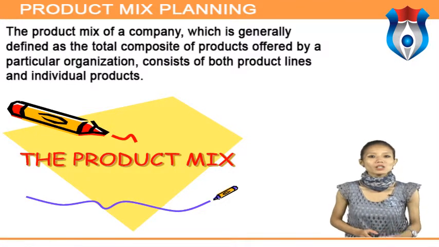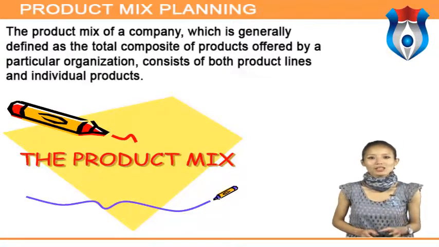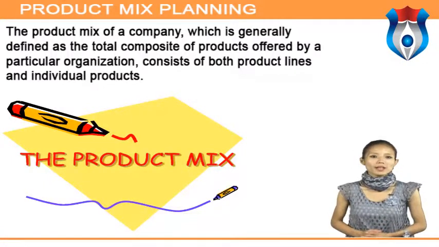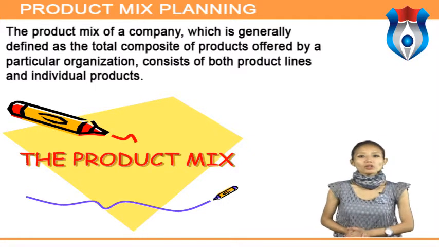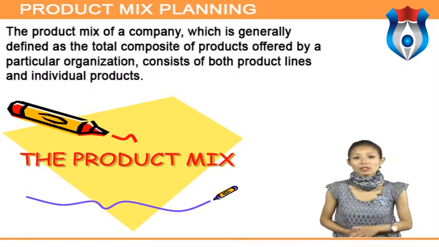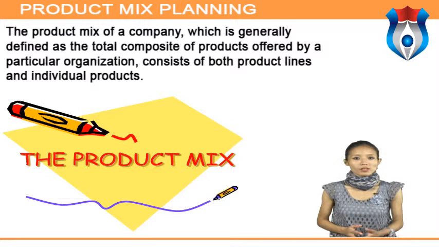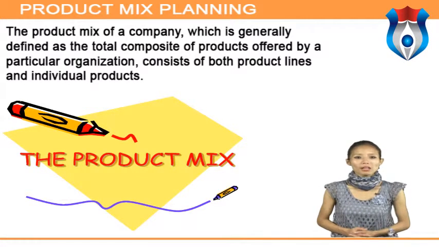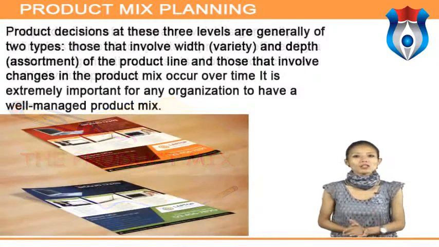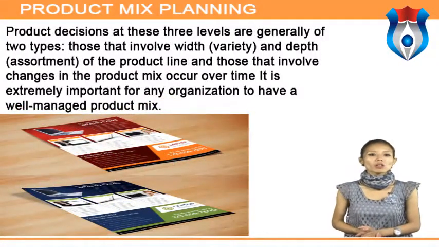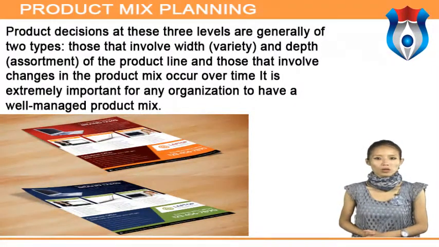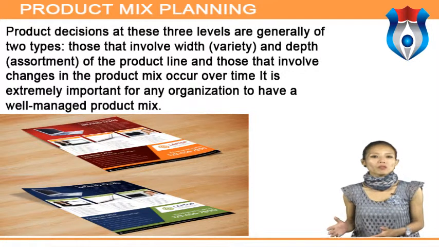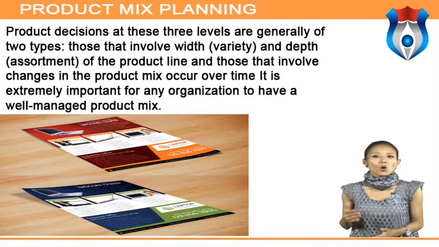A product is a distinct unit within the product line that is distinguishable by size, price, appearance, or some other attribute. For example, all the courses a university offers constitute its product mix. Courses in the marketing department constitute a product line, and the basic marketing course is a product item. Product decisions at these three levels are generally of two types: those that involve the width, variety, and depth of assortment of the product line, and those that involve changes in the product mix over time.